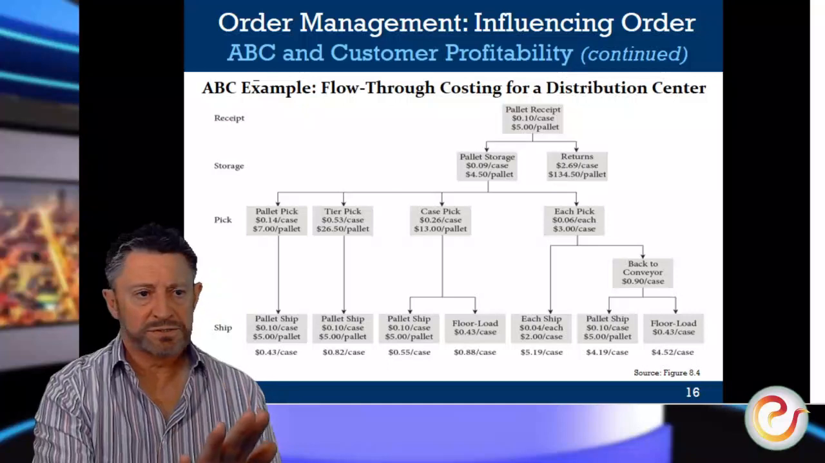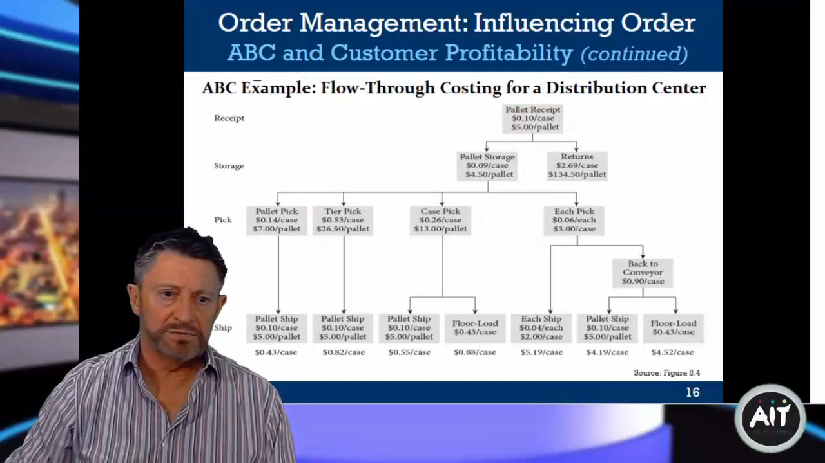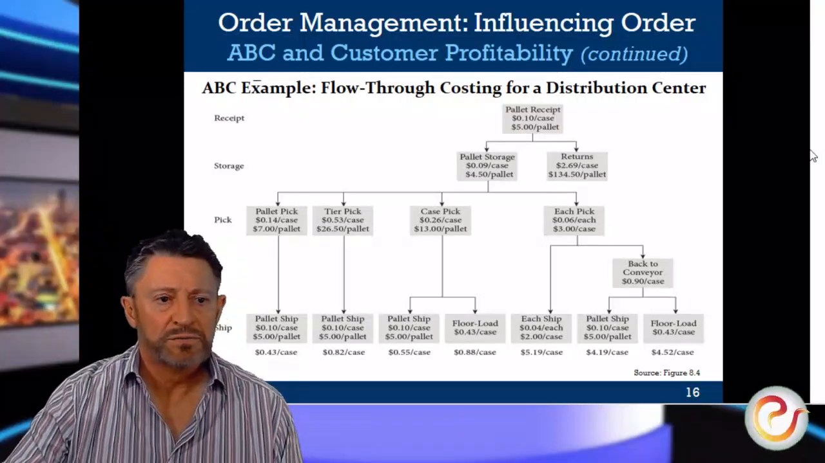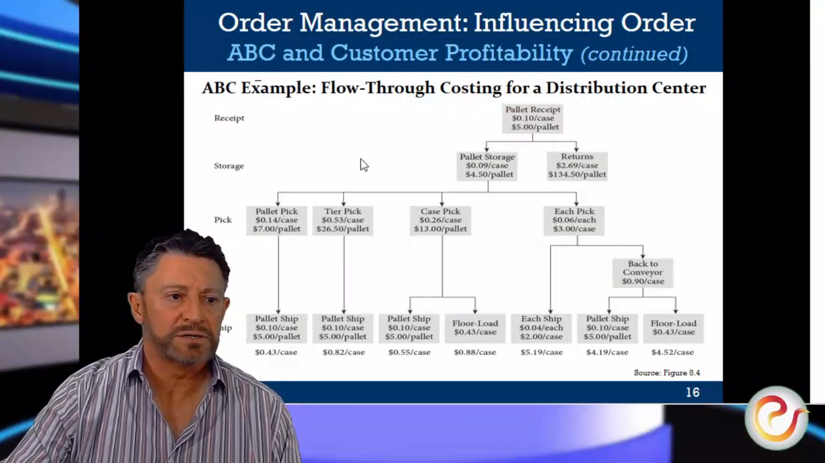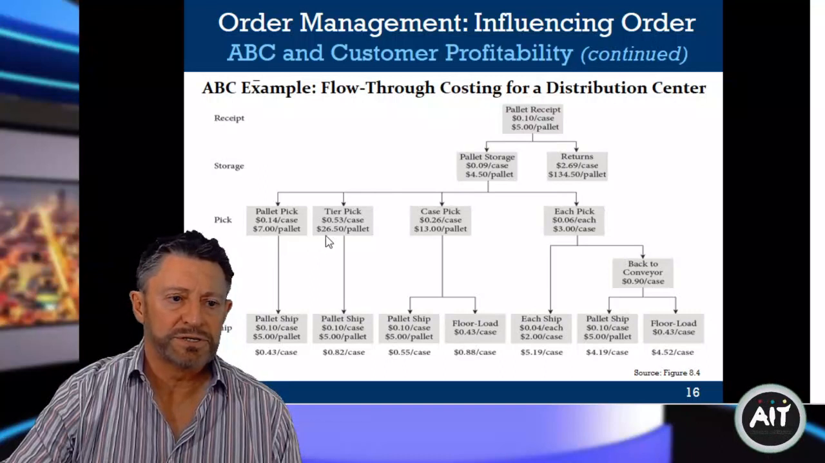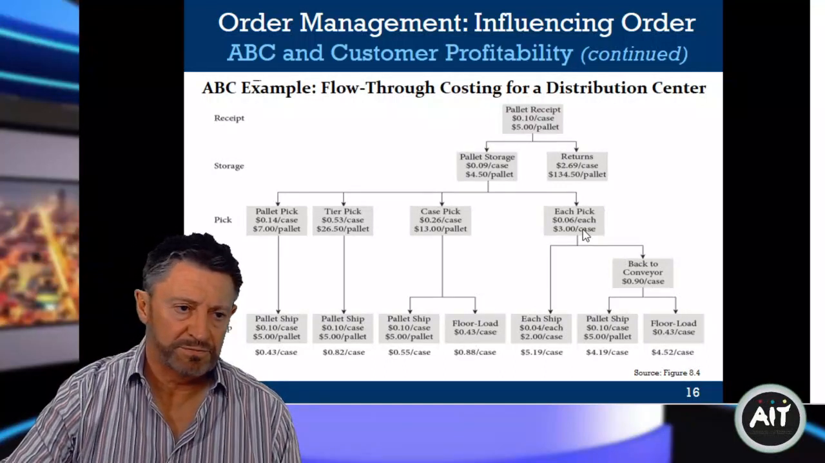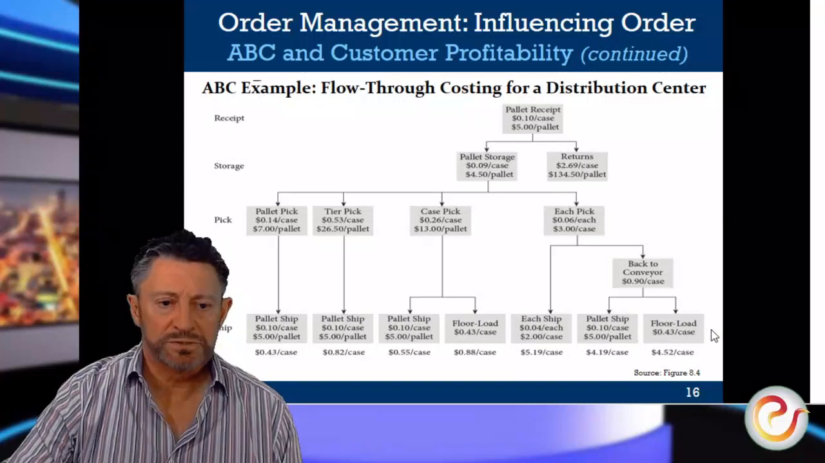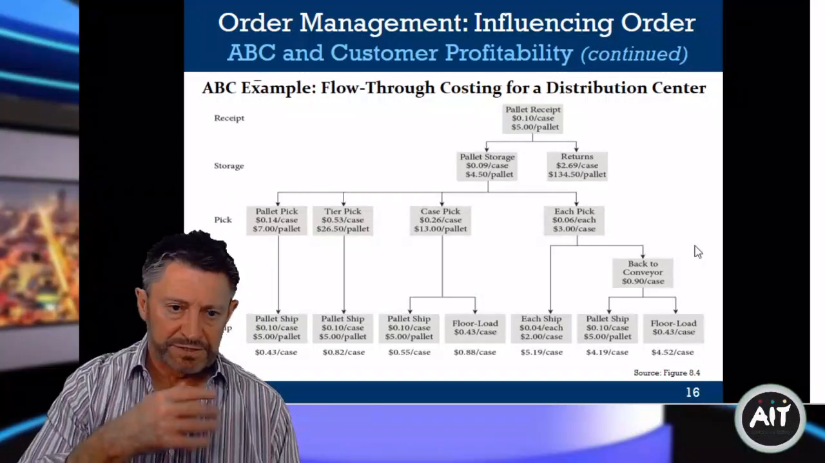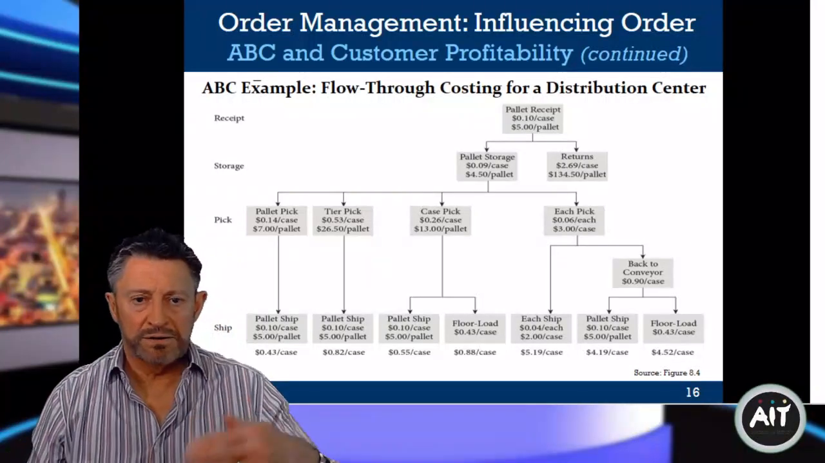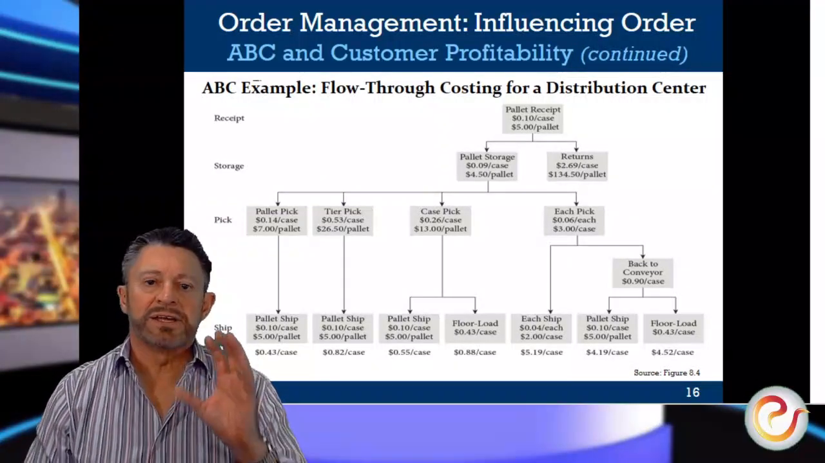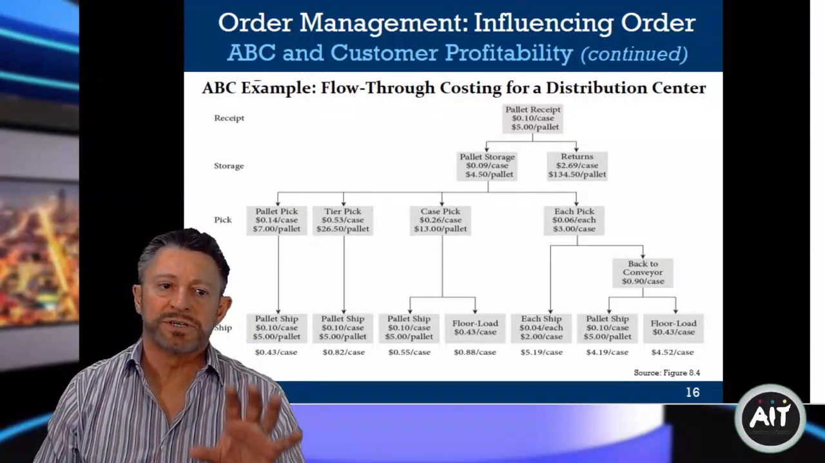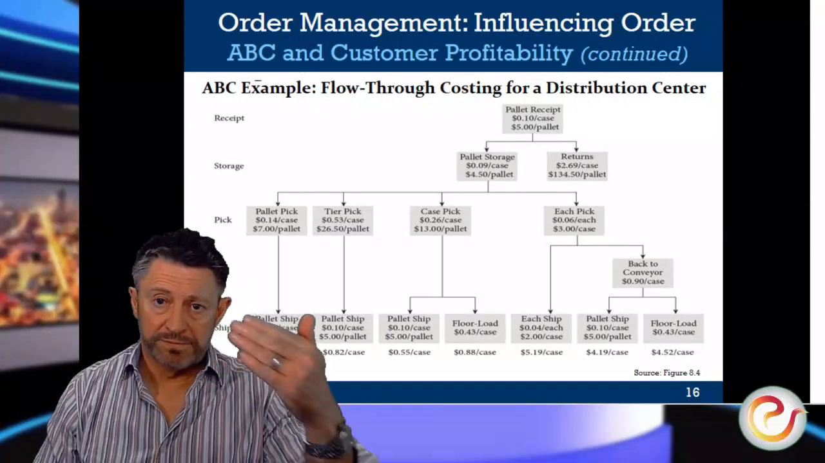Now, I'm not going to go through this flow, as I call it here, flow of costing for distribution center and so on, but it gives you an idea when you get a receipt of an order for pallets, and you have to go into storage, and then you have to pick the different bits and pieces for the pallets or for the cases, and then you have to ship them, and so on and so on. It's just a breakdown of the costs, but it's indicative of the activity. So you literally have to produce a process map from the time of order.